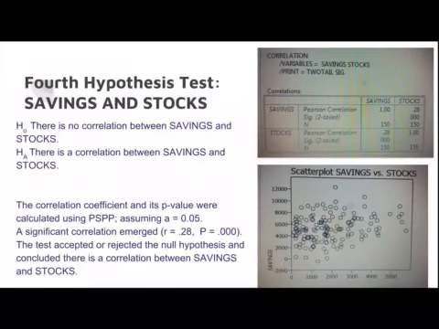Our fourth hypothesis test was between savings and stocks. There is no correlation between savings and stocks is our null hypothesis. There is a correlation between savings and stocks is our alternative hypothesis. The correlation coefficient and its p-value were calculated using PSPP, assuming an alpha of 0.05. You can see the data off to the right that was generated by PSPP. A significant correlation emerged. R equals 0.28, P equals 0.000. The test rejected the null hypothesis and concluded that there is a correlation between savings and stocks.